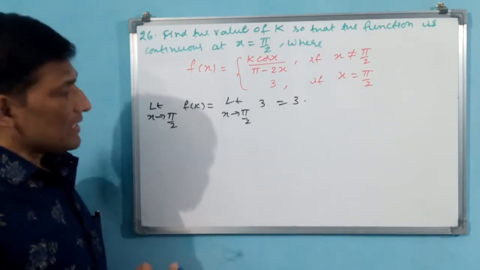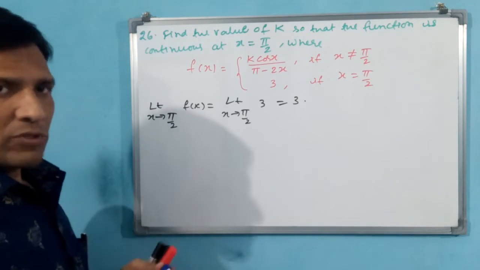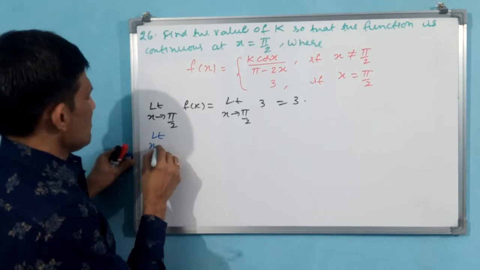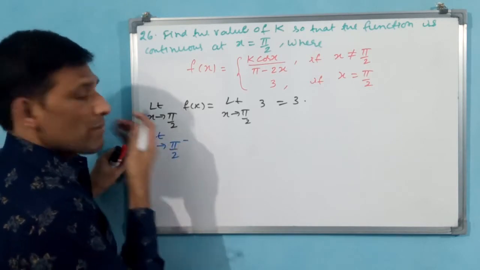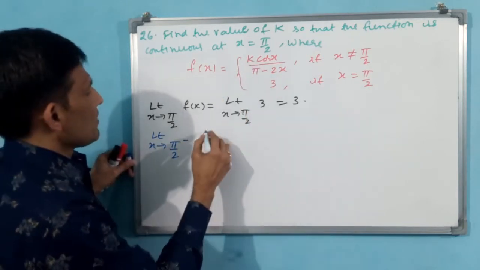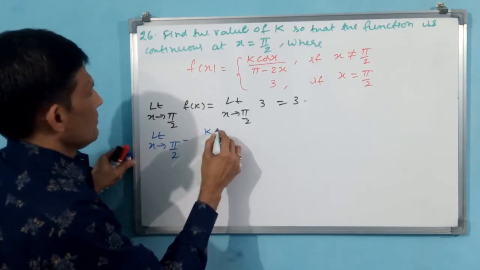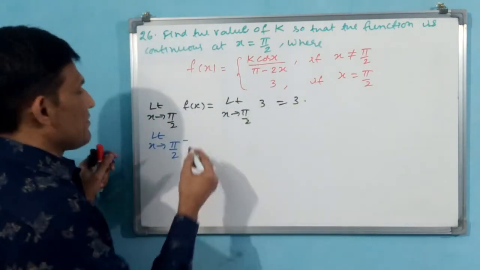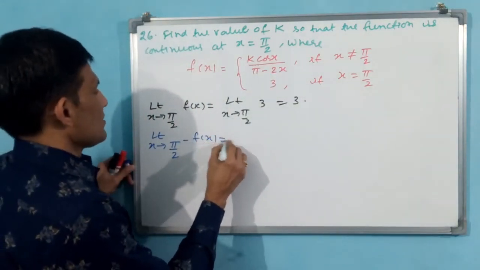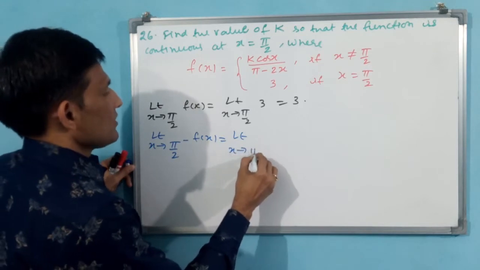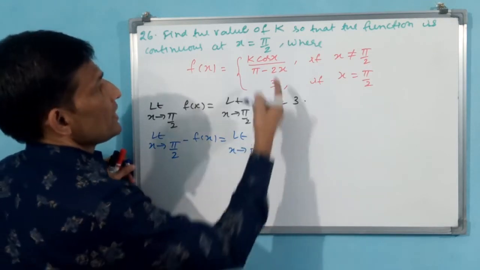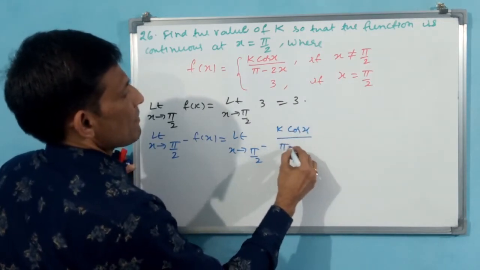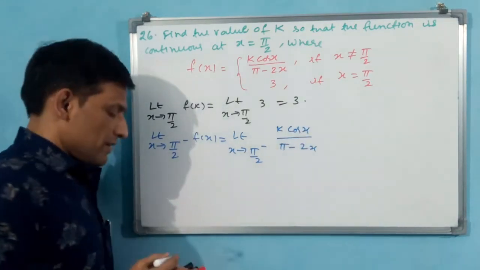Okay. Now you see another value, how we are going to find, left hand limit, right hand, both are same. I am taking only one function. You see what I am doing. Limit x tends to pi by 2 minus f of x is what? This one. Okay, first you write f of x. Left hand limit I am finding. That is equal to limit x tends to pi by 2 minus f of x, which is k cos x by pi minus 2x. Is it okay? Definitely okay.